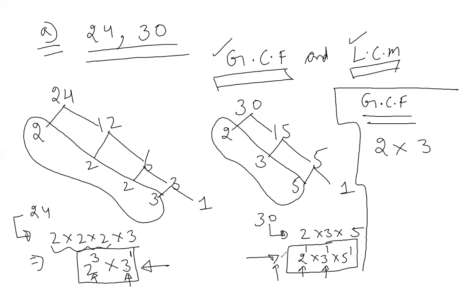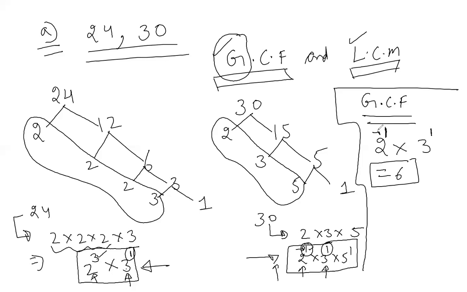After writing the common numbers, what is the next step? Since we are finding greatest common factor, we will put the least power. So you go to the box, what is the power of 2 here? 3. And what is the power of 2 here? 1. Which power is minimum, 3 or 1? Obviously 1 is minimum, so that minimum power you will put there. And what is the minimum power of 3? What is the power of 3 here? 1. And what is the power of 3 here? 1. So both powers are the same, just 1. So you write 1 there. And that would be 6.